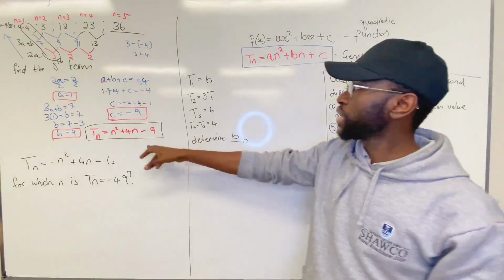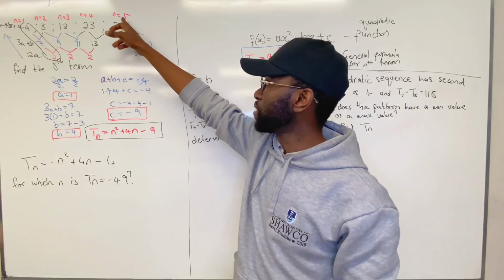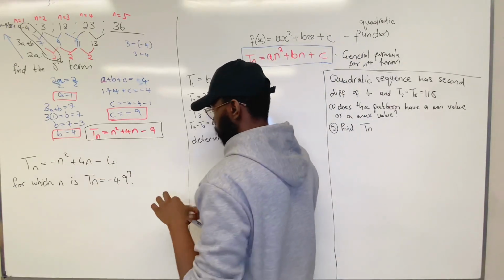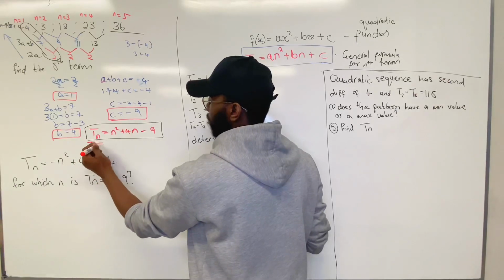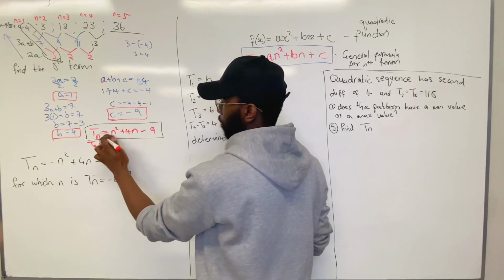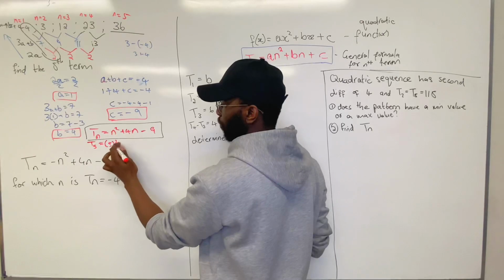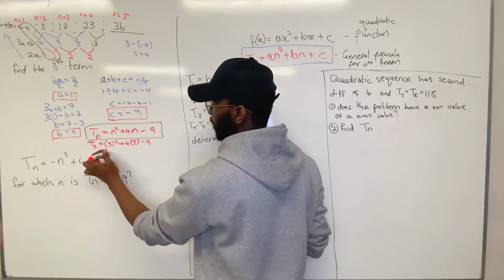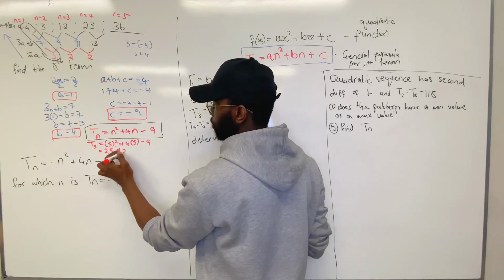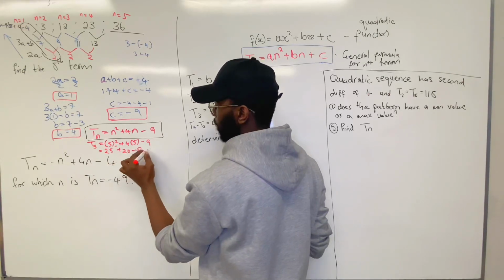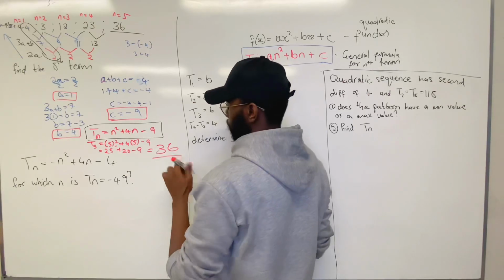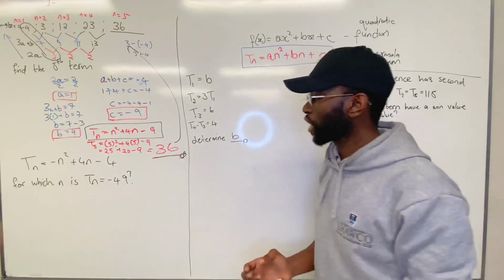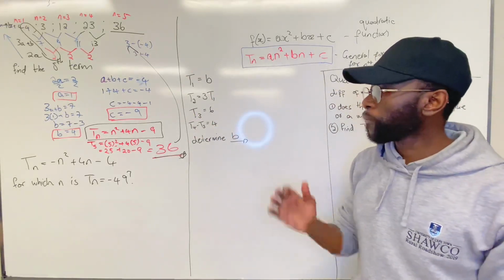Now, we did this so that we can see if we get 36 for the 5th term. Now, that means we are looking for T5, which is substitute 5 in n: 5 squared plus 4 into 5 minus 9, that is 25 plus 20 minus 9, which is equal to 36. So we were correct in how we did it before.